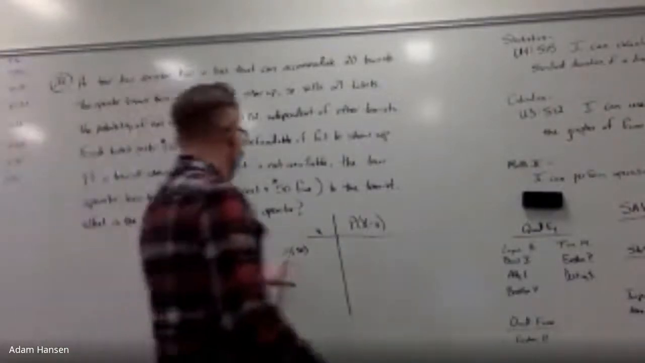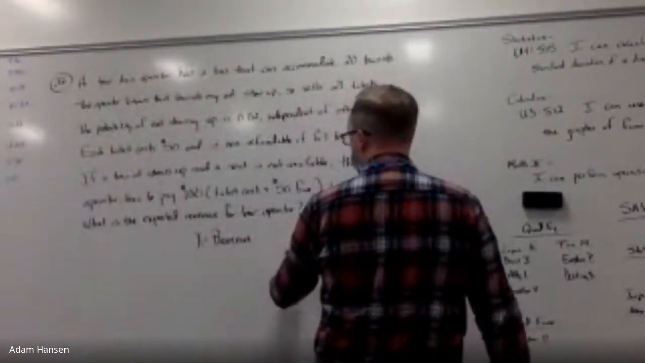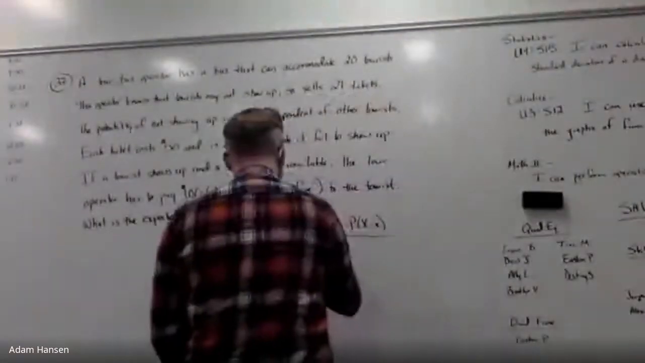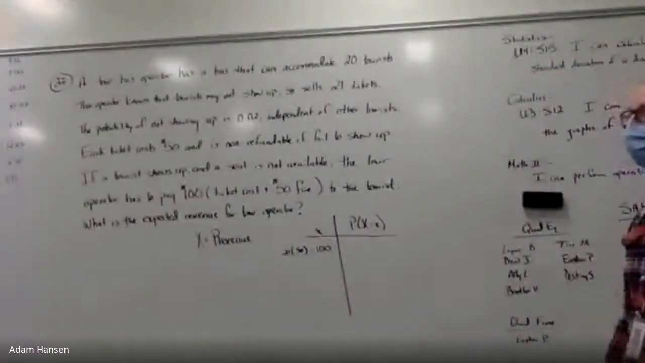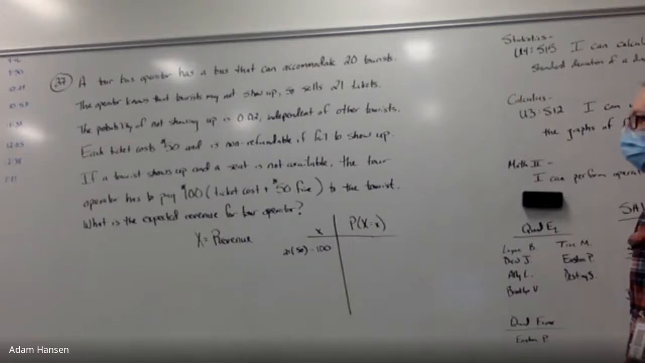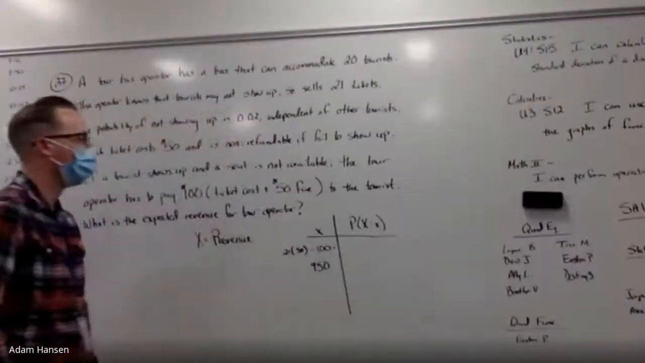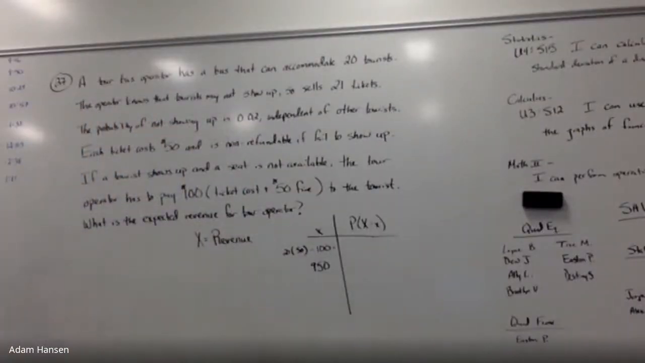So they're going to bring in 21 times 50 for the 21 tourists that paid $50. But then we have to subtract $100 because they have to pay a $100 fine to the tourist that can't get a seat. 21 times 50 minus 100. What is that? So the operator will bring in $950 if everyone shows up.